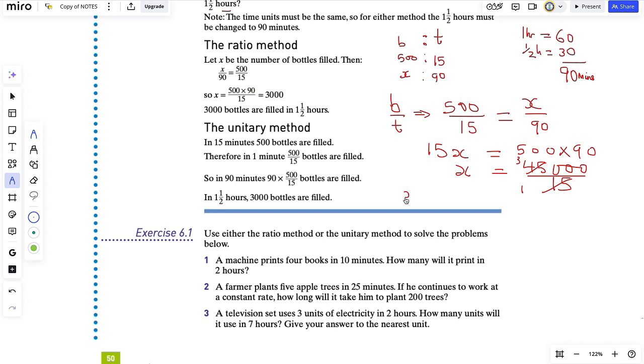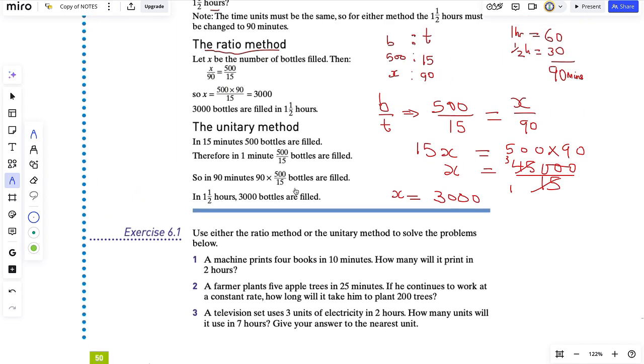So when you get 3,000, what does it mean? It means you fill 3,000 bottles in 1.5 hours. The machine in the factory will fill 3,000 bottles in 1.5 hours, because they asked us how many bottles will be filled in 1.5 hours. So this is the ratio method, when we use the ratio method to solve a proportion. Is that okay?